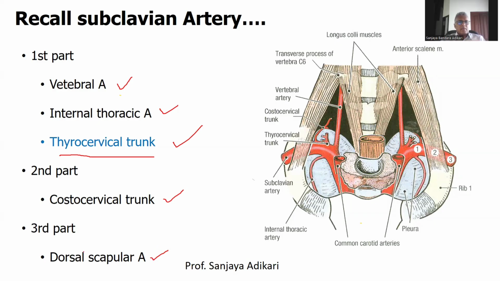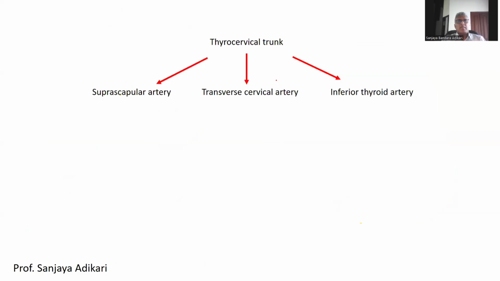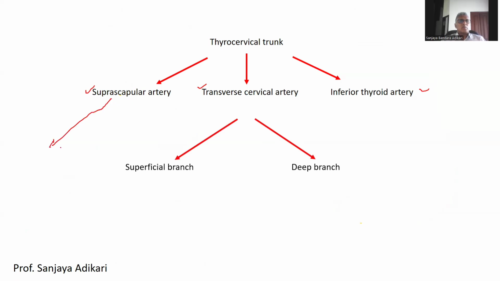In some people, they don't have a dorsal scapular artery. They have the thyrocervical trunk there, and those people are the ones who have this deep branch of the transverse cervical artery forming the scapular anastomosis. But in other people, it's like this. Now you have the thyrocervical trunk, and you have the suprascapular artery, transverse cervical artery, and inferior thyroid artery, the first three branches. Then this is involved in the scapular anastomosis. There's no issue with that one.